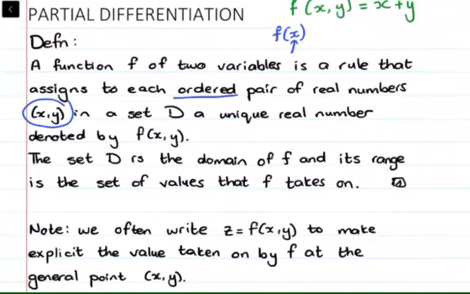Now, what did we do with the function of one variable? We had that y is equal to f of x, and that's why we were finding derivatives as dy dx. Here, you see that we will be finding derivatives as dz dx and dz dy.